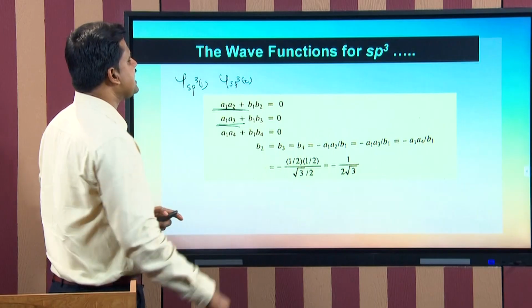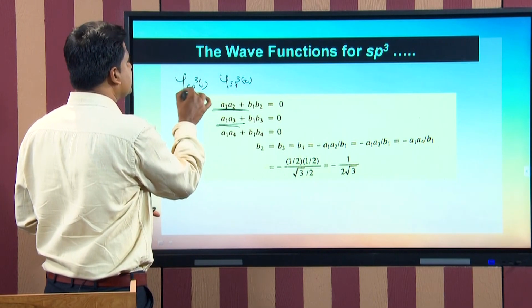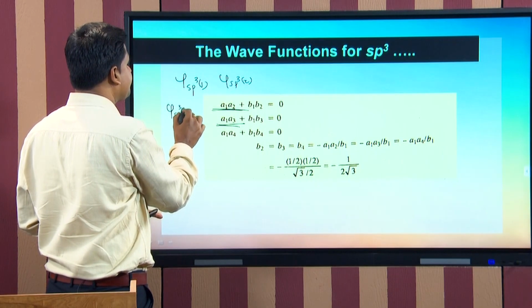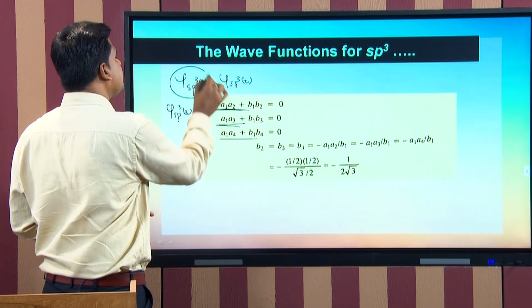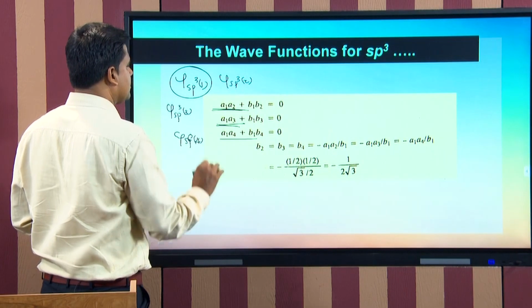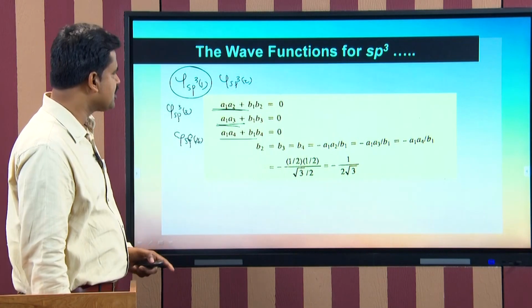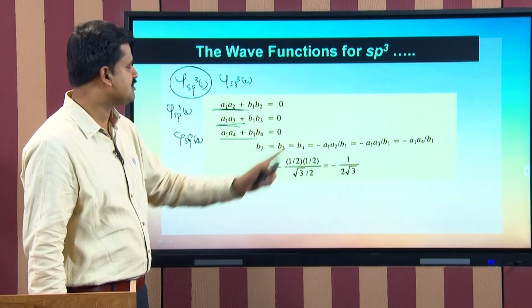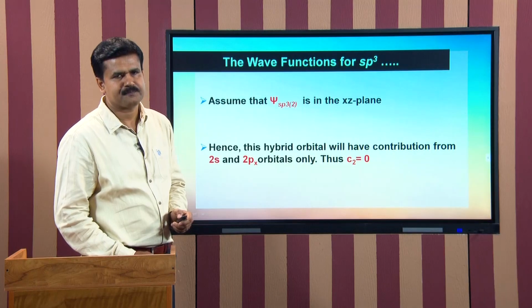The second equation is a1 a3 plus b1 b3 is equal to 0. This is a result of the orthogonality between psi sp3 1 and psi sp3 3. Finally, this relation is obtained as a result of the orthogonality between psi sp3 1 and psi sp3 4. So, by combining these equations and proper substitution, we get b2 equal to b3 equal to b4, and on simplification we get the value of b2 is equal to minus 1 by 2 root 3.